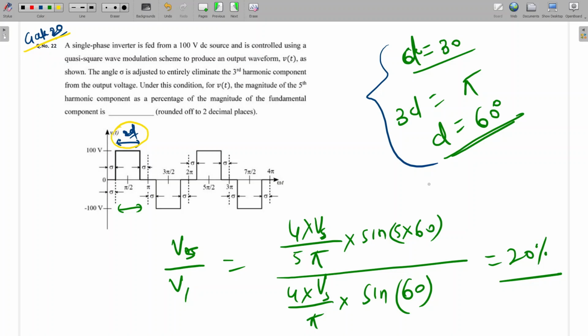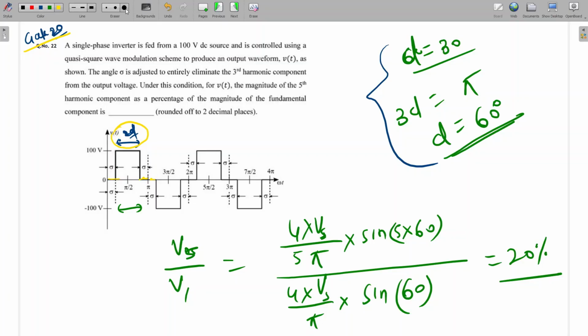What is the meaning of quasi square wave modulation? It means a square wave will be there, but some part will be zero. This is a normal square wave, but if the wave is present for some time and some time negative, then that will be called a quasi square wave. Like the source current of the semi converter, we can also say it will be a quasi square wave. Is it clear?